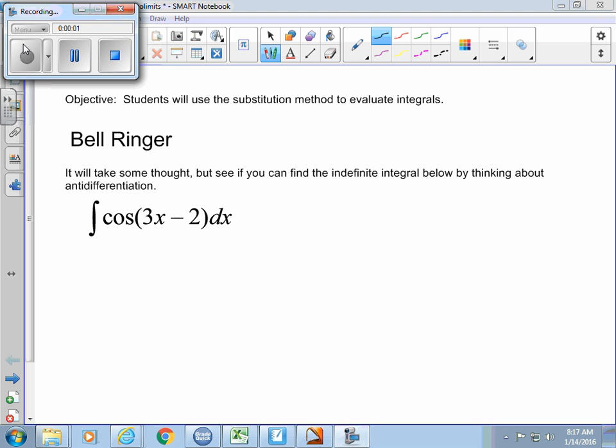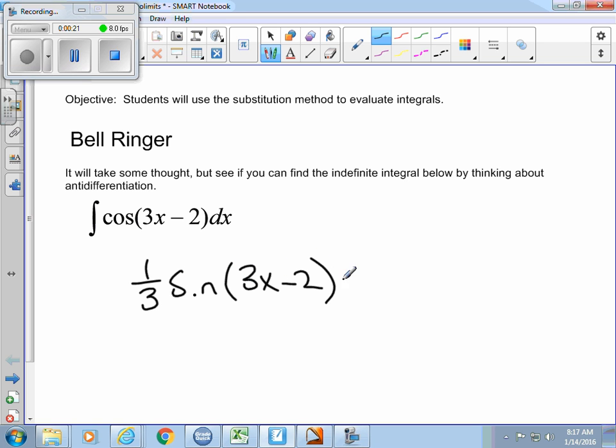I wanted you to just see if you could come up with the antiderivative just by thinking about it. Were most of you successful? What do you think it is? What do we think? Take the derivative. What's the derivative of sine?